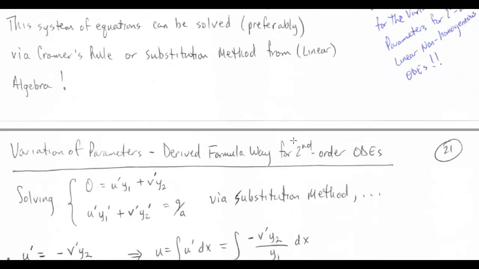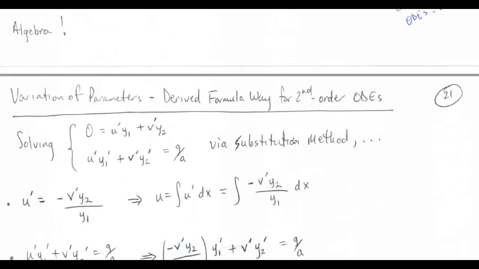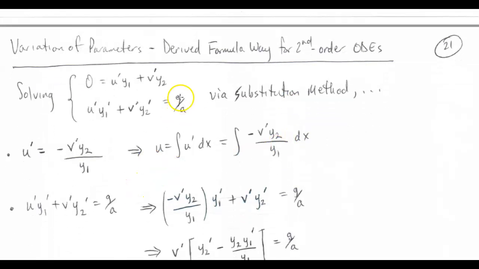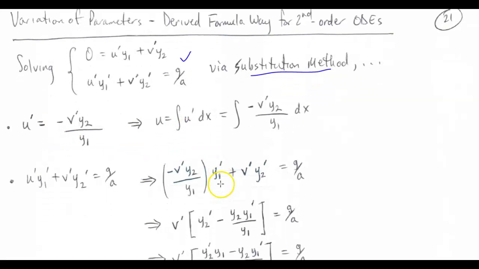All right, so now we're going to state variation of parameters, derive the formula way. So once we have this system of equations here, if we actually use the substitution method, you'll see how we back our way into the formula for solving a second order linear non-homogeneous ODE by using the formula way, okay?